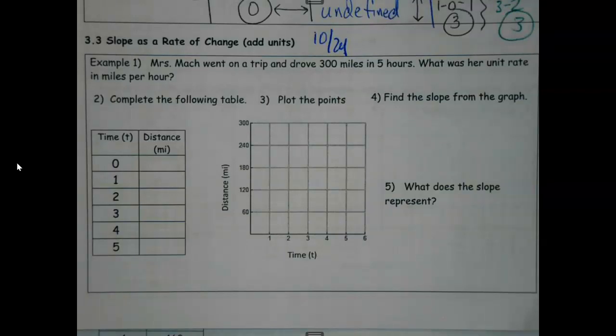So, in our first one here, Mrs. Mock went on a trip and drove 300 miles in 5 hours. What was her unit rate? Ooh, we're going back to unit 1. Unit rate in miles per hour. Okay.